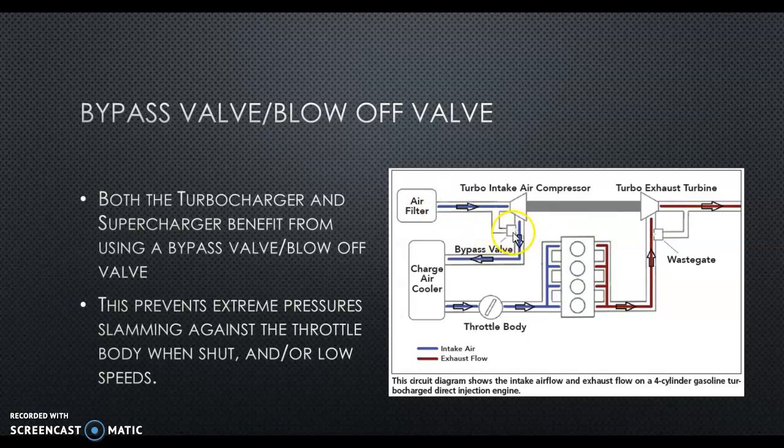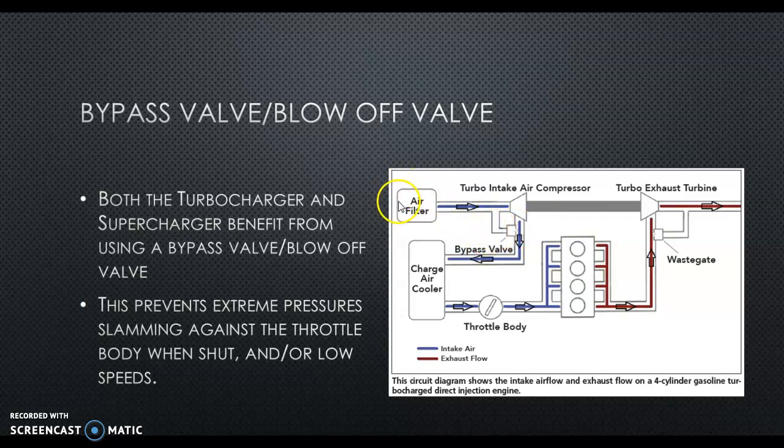So there's two different styles of bypass valves. You have the bypass valve, which bypasses air to this intake tube between the impeller, the air filter, and air metering device. So it's all measured air, just rerouted back here. Or you have a blow-off valve, which blows air to the atmosphere. I'm not a fan of those just because that's metered air.